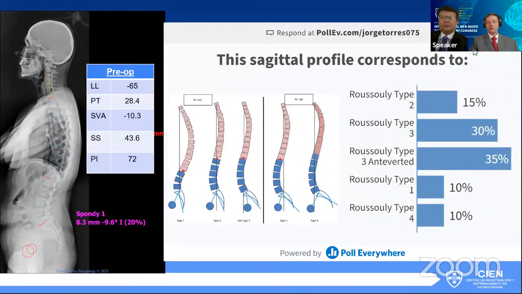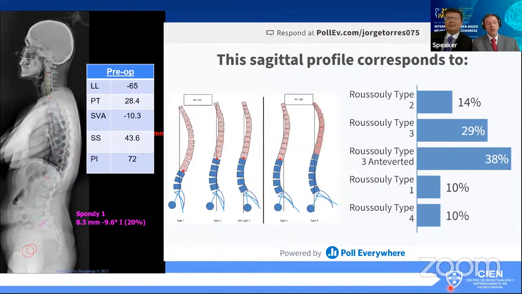All right, let's see the responses. So we have type 2, 15%, type 3, 30%, antiverted type 3, 35%, type 1 and type 4, 10% each. So let's evaluate all these possibilities. First of all, we're evaluating the sagittal profile that the patient currently has, not what she should have, right? So first parameter we have to take into account, sacral slope. How much is the sacral slope?